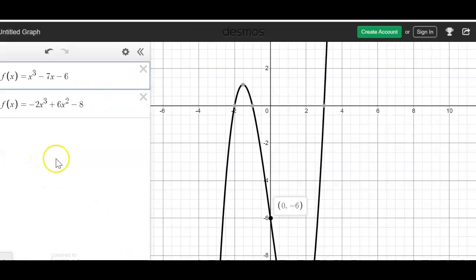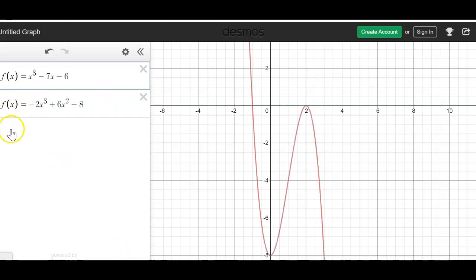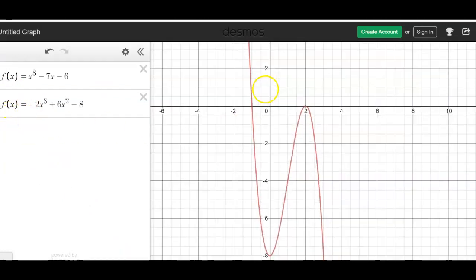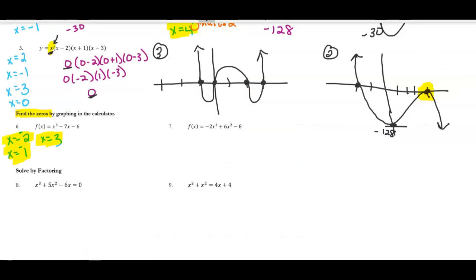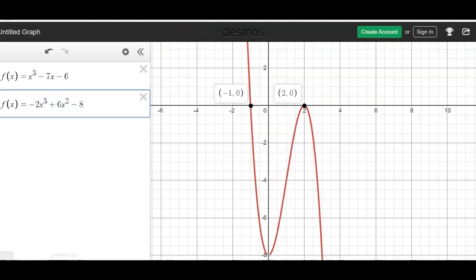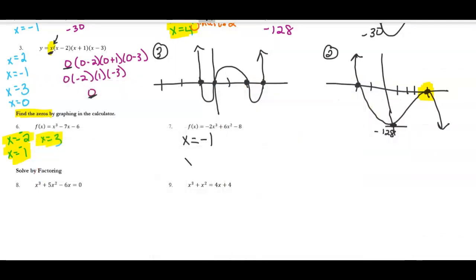Go back to my screen. I had it already there. I'm going to turn that one off and turn this one on. This one crosses at, what is that, -1? And this one's 2. But look at what happens. It bounces off of that. So that has multiplicity. So we're going to say x is, what was that number again? -1. And then x is 2. But then you write multiplicity 2 so that we know that answer is there twice.